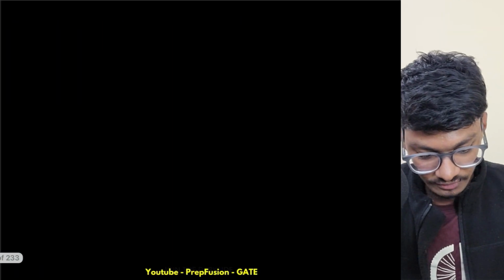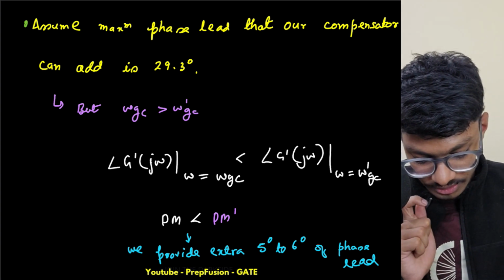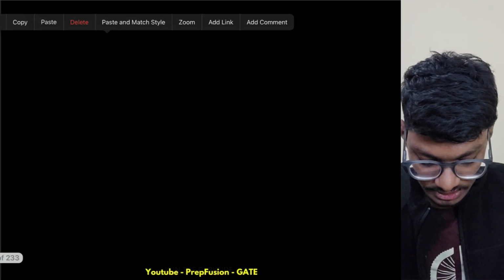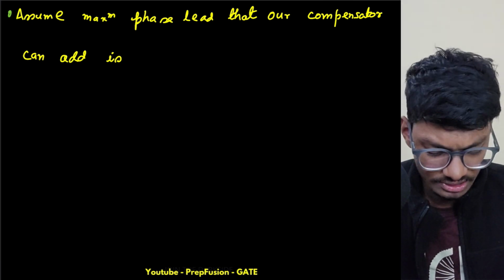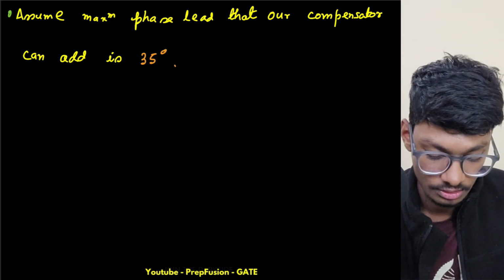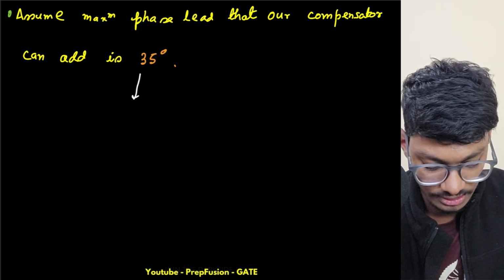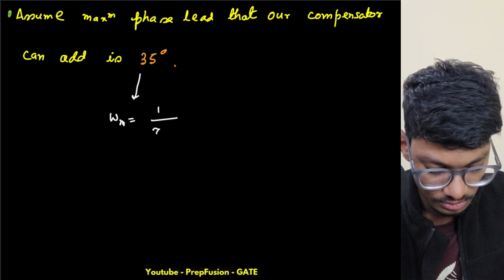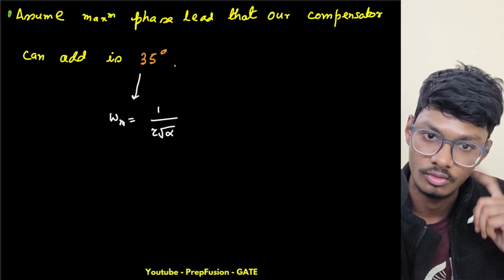So what is my phi m? Then I will assume that my phi m, the maximum phase that the lead compensator provides, is 35. So this is a design problem, so obviously you can assume anything. I'm assuming 35 degrees. And when does it give maximum phase? It gives the maximum phase at the frequency omega m equals 1 by tau under root alpha.